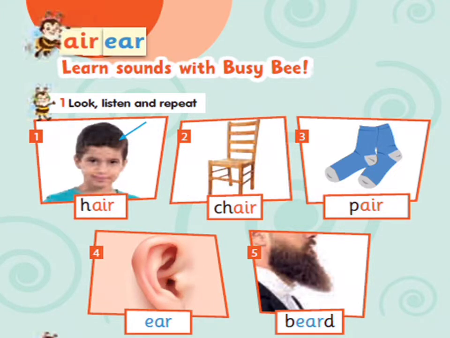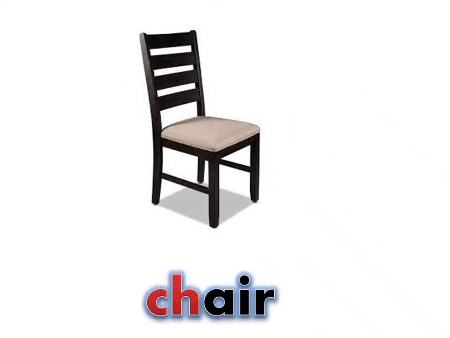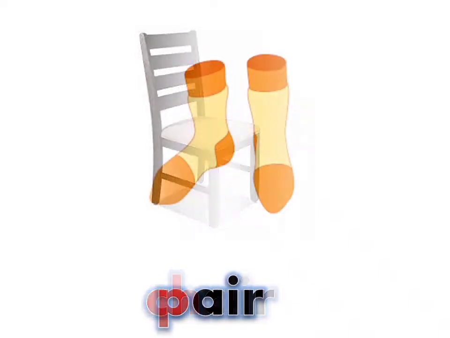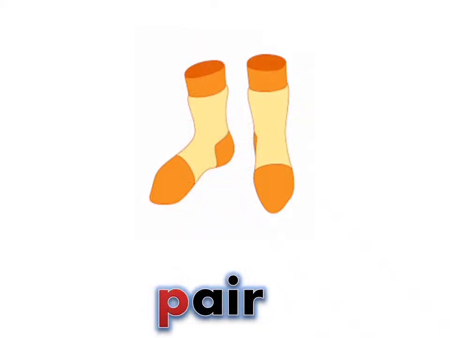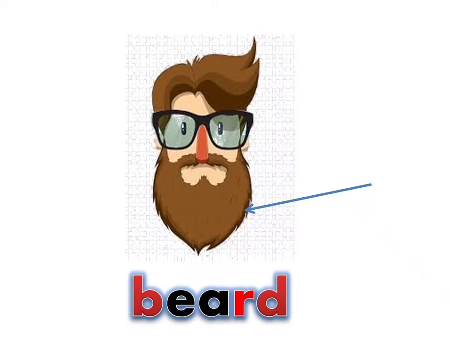Unit 4, page 64, exercise 1. Look, listen, and repeat. 1. Hair. 2. Chair. 3. Pear. 4. Ear. 5. Beard.